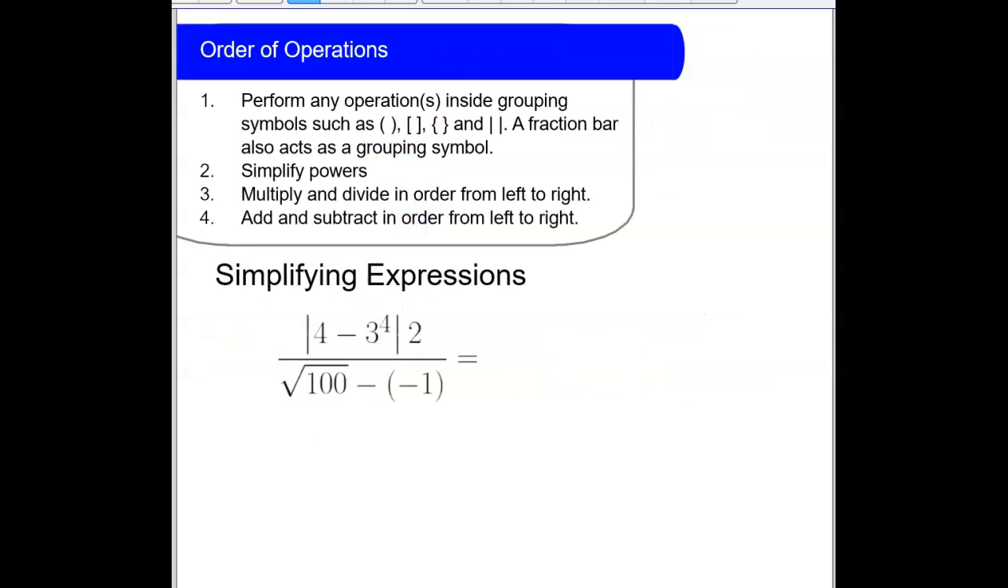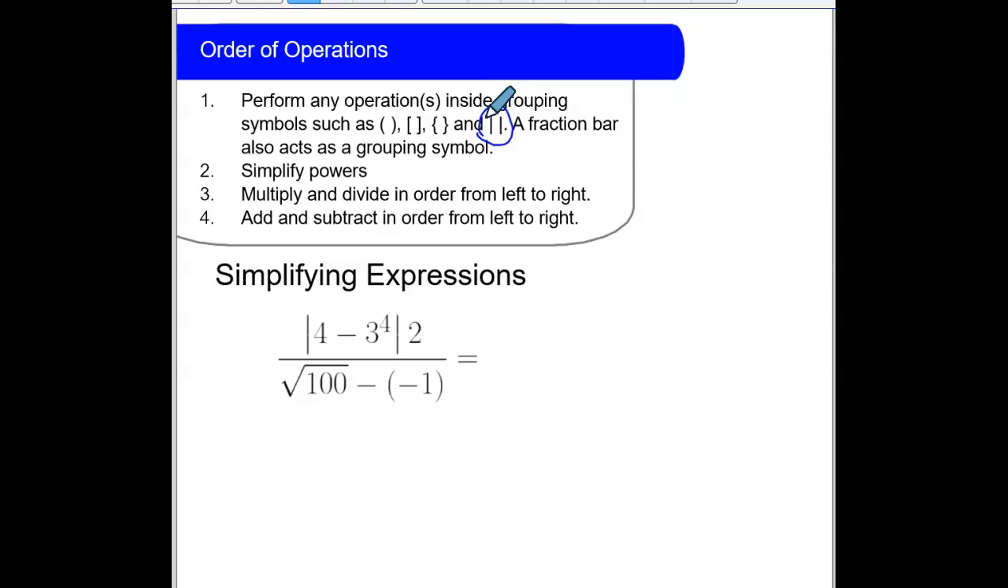Okay, let's take a look at the order of operations. We perform any operations inside grouping symbols, such as parentheses or brackets, squiggly brackets, and absolute value. That's what this is here. A fraction bar also acts as a grouping symbol. You would simplify everything in the numerator and then everything in the denominator. Then we'll simplify the powers, the exponents, or if there's the square root symbol.